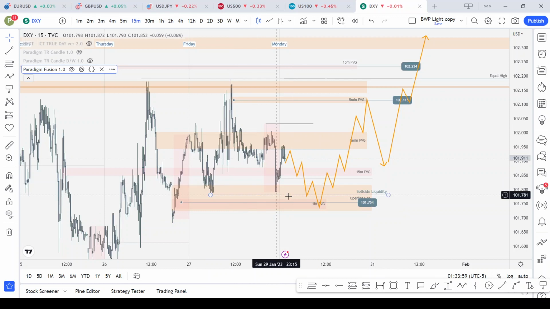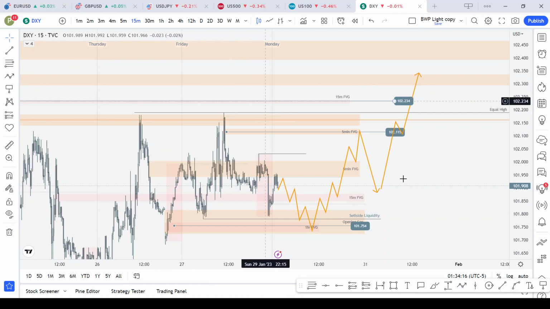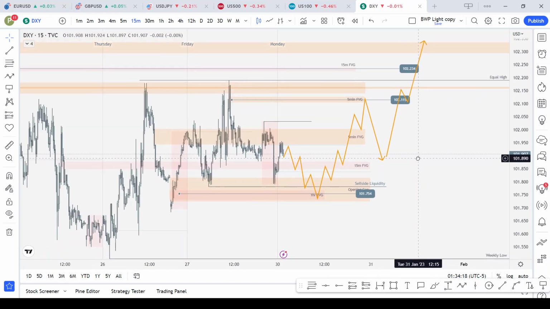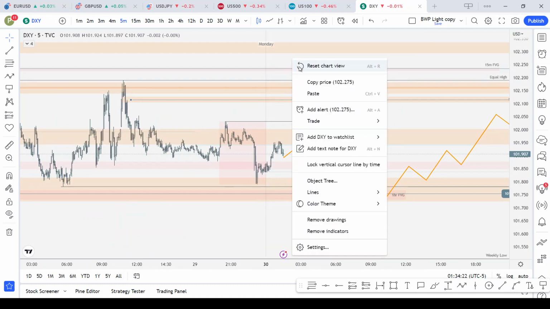So I want to see this low preferably taken out before it rallies up to this fair value gap, this equal high, this 15-minute fair value gap, potentially this level and the upside levels that I drew your attention to on the weekly time frame. So that's that for DXY. Let me see what is going on the 5-minute time frame.